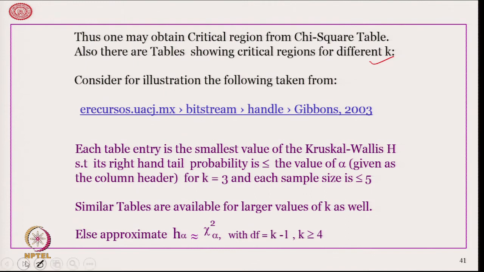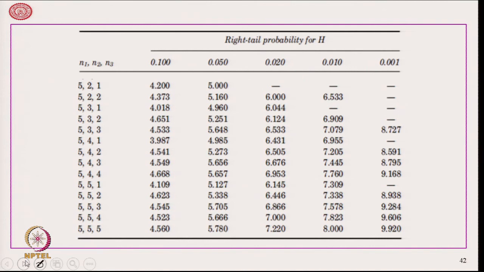Let us go to the table first. So, it looks like this. These are the alpha values, for several values of alpha. The values have been obtained as the right tail probability for H, and the segment that I am showing is for k equal to 3, and the highest number of observations for at least one class is 5, and therefore, these are different combinations: 5 2 1, 5 2 2, up to 5 5 5.